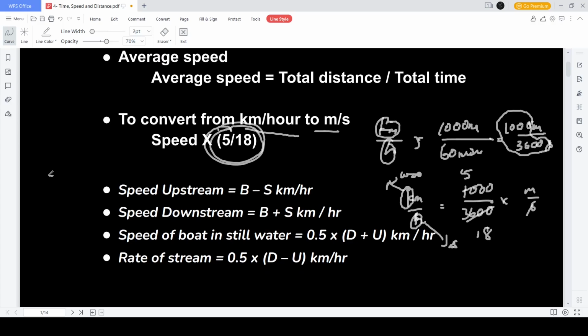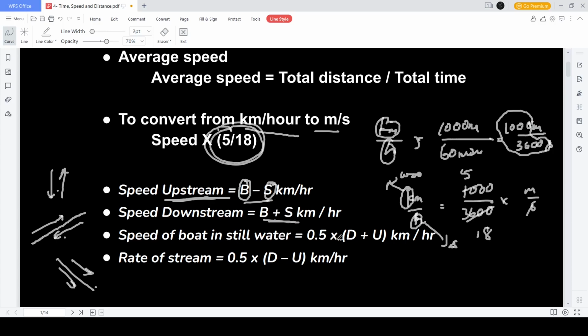Fine. In rate and work, and even in pipes and flow, we saw that if there are two opposing actions, we always have to subtract their rates. Here, rate is nothing but speed, so we subtract the speeds. If they're going upstream, basically the stream is going down and the boat is going up. So this is called upstream. And downstream is when the stream is going down and the boat is going down. So this is b plus s and b minus s.